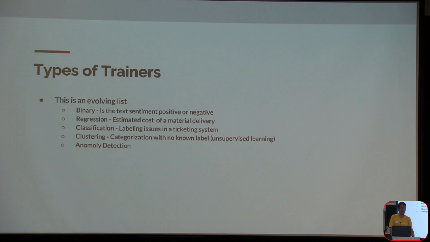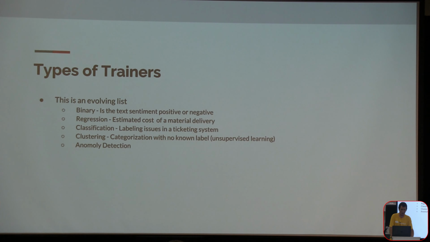Another type of trainer is regression. Regression is when you take known numeric values and you're trying to predict another numeric value, such as the cost of the materials needed for a given purchase order or for a house that you're building based on zip code, based on time of year, that type of thing. There's also classification. That can be something like automatically labeling issues in a ticketing system or trying to automatically determine which subcontractor a given purchase order will be assigned to based on contents of it.